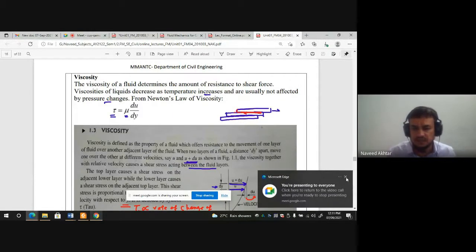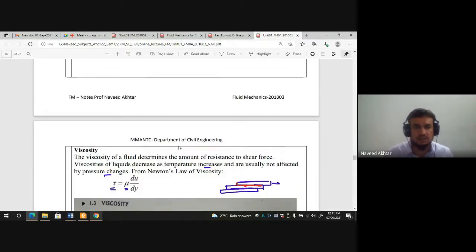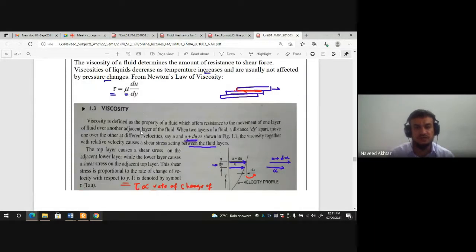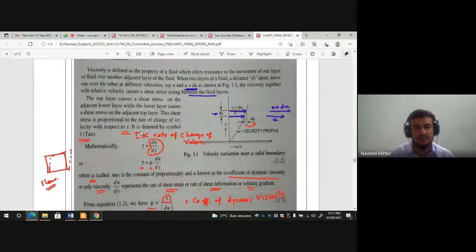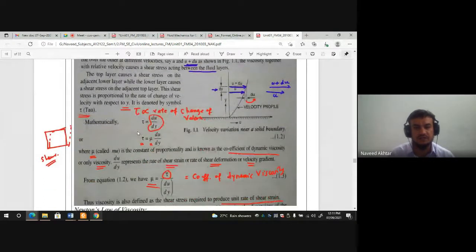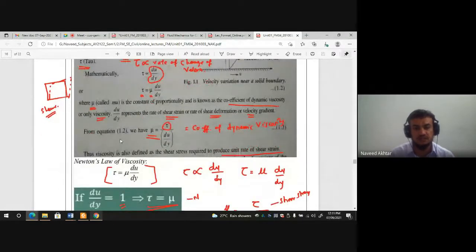In the previous lecture, we have seen the viscosity of the fluid, that is nothing but the resistance to the shear force. And we have seen Newton's law of viscosity, that is tau is directly proportional to du by dy, and mu is nothing but your viscosity, or you can say the coefficient of dynamic viscosity.